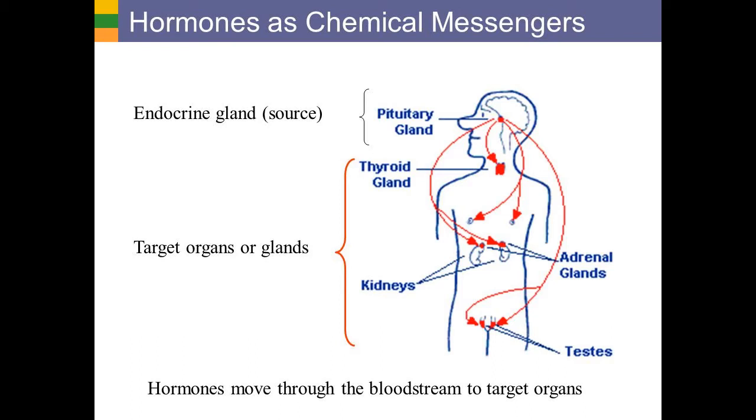But even though the nervous system and endocrine system are separate systems, they often work together to help the body function properly.